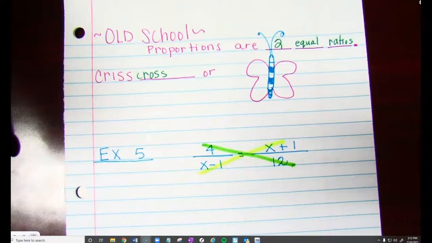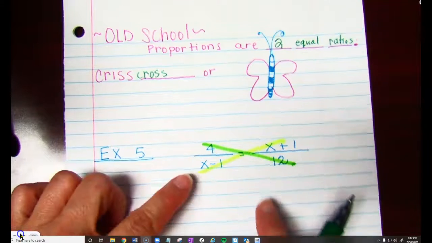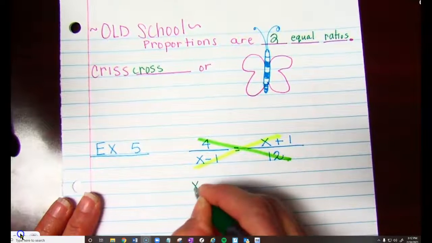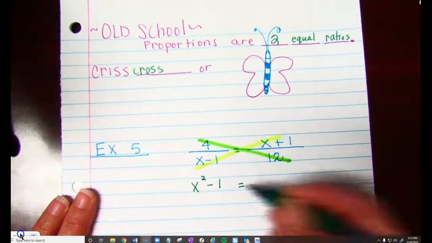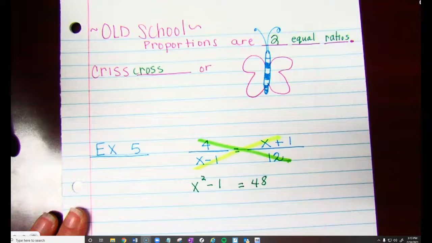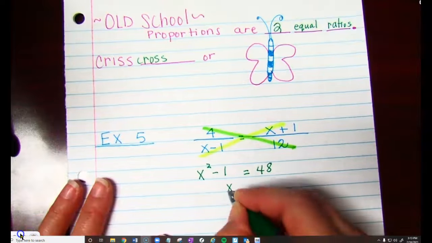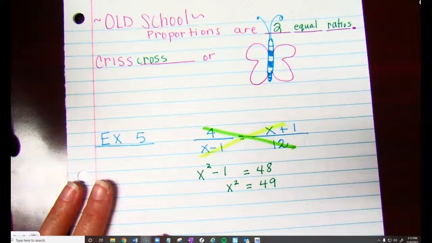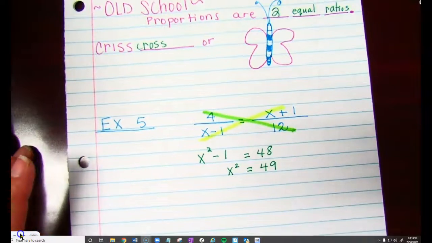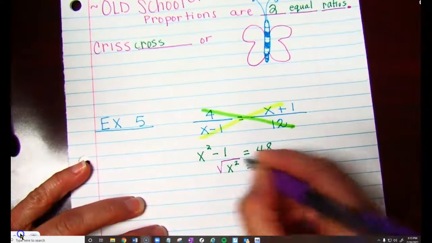So here I'm going to do x minus 1 times x plus 1. You should not have to show work for that. You should know that that's just a difference of 2 squares. So I'm just going to write down x squared minus 1, recopy my equal sign, and then of course 4 times 12 is 48. Let's solve, move the 1 over, it's a 49. We are going to get ourselves nice clean whole numbers. You got 2 answers here.